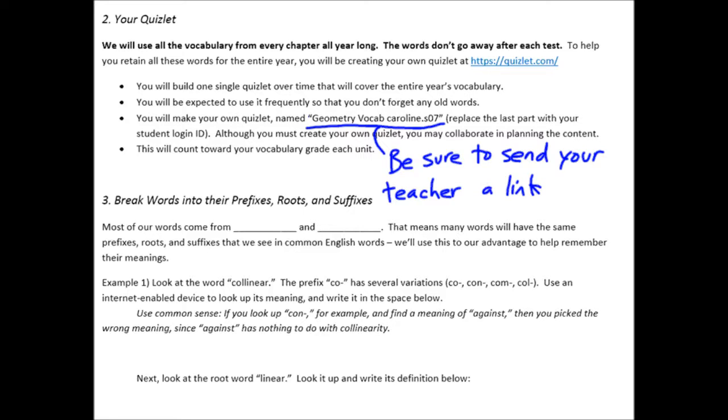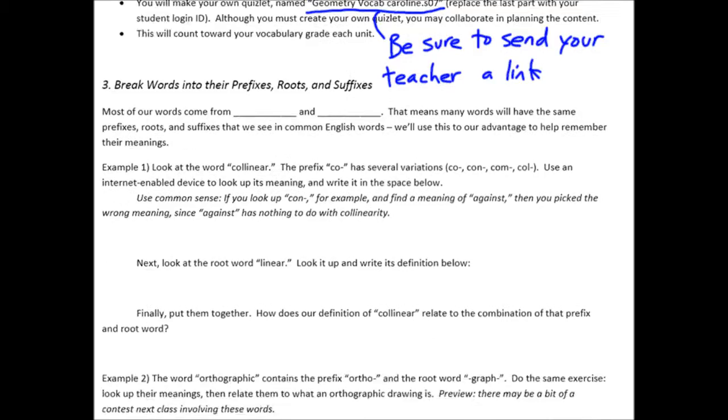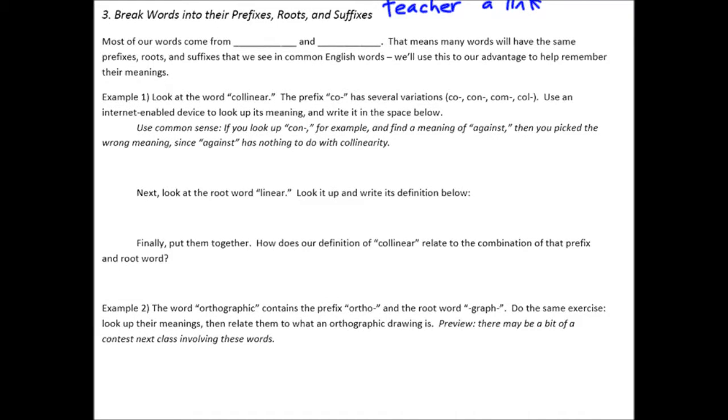Our last method for reinforcing vocabulary is to look at component parts of words: prefixes, roots, suffixes. This is very convenient and helpful to do because most of our words come from two languages, Greek and Latin. Those of you taking Latin will have a bit of an edge in learning vocabulary. Take a look at the first example.